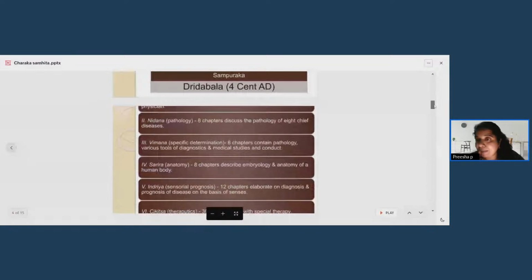Then coming to the krimi. There are a total of 20 krimis which are explained. According to the Prakriti, the krimi is divided into 4 types. There are a total of 20 krimis, and those krimis are divided into 4 types. And those 4 types are Purisha, Rakta, Kapha, and Mala.